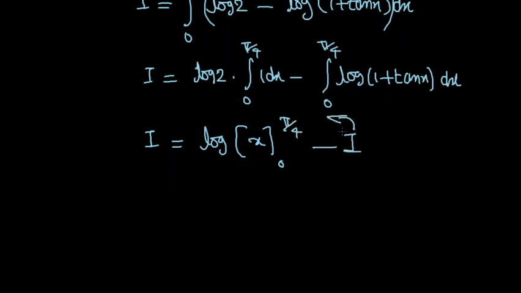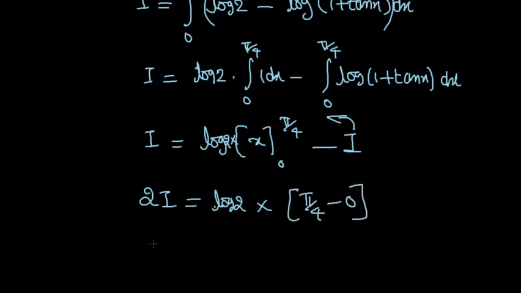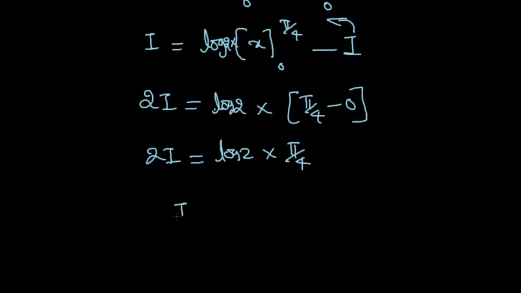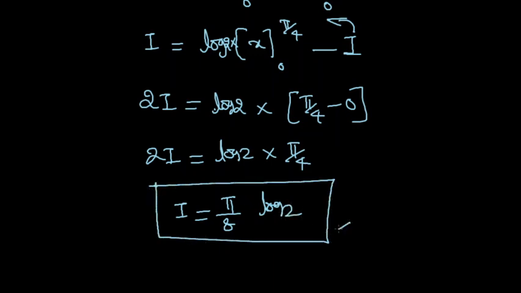Send this I to the left side. I plus I is 2I. So log 2 into upper limit substituted: upper limit pi by 4 minus lower limit 0. So 2I is log 2 into pi by 4. Sending 2 to the right side, I is equal to pi by 8 log 2. This is the solution.